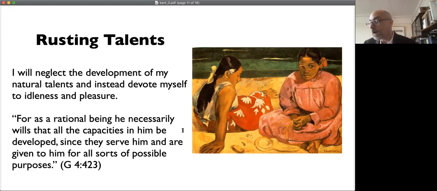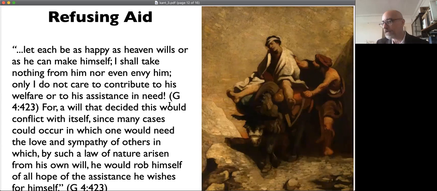Kant is less explicit, however, about the specific rational principle from which he derives this result. I mean, there are candidates available. Rusting talents might be inconsistent with the counsels of prudence, for example, but he just doesn't say in this specific passage. Notice the prohibition on rusting talents, that's a duty owed to oneself, and it's going to be an imperfect duty, whatever that means. We'll come to that in a moment. But first, let's go over the fourth example.